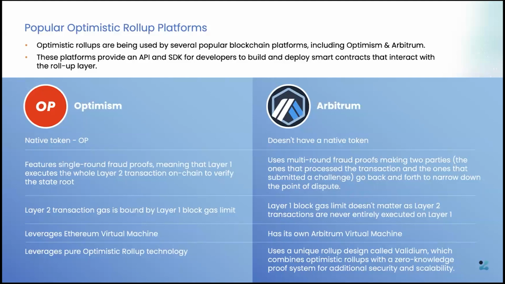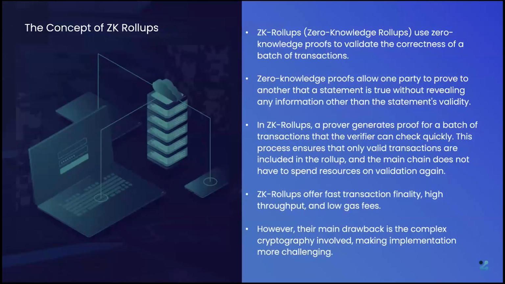Compared to that, Arbitrum has done some modification. They have their own Arbitrum Virtual Machine, and the layer 1 block gas limit does not matter much for the layer 2 transactions, because they are never entirely executed on layer 1. They also use a unique rollup design called Validium, which combines optimistic rollup and a zero knowledge proof system also. That will come in later. So this was about optimistic rollups.